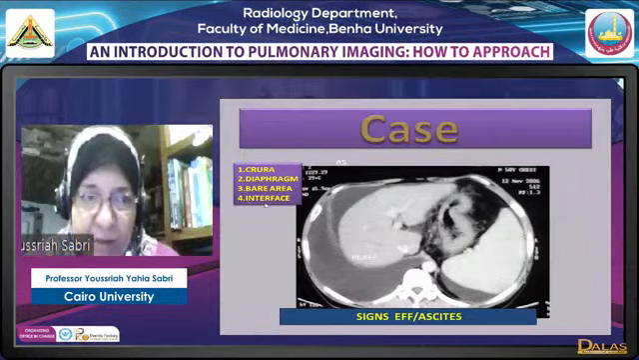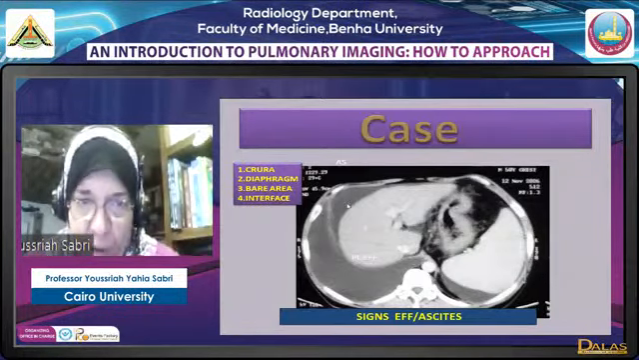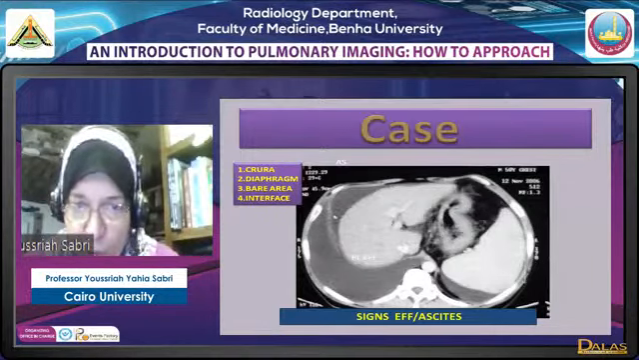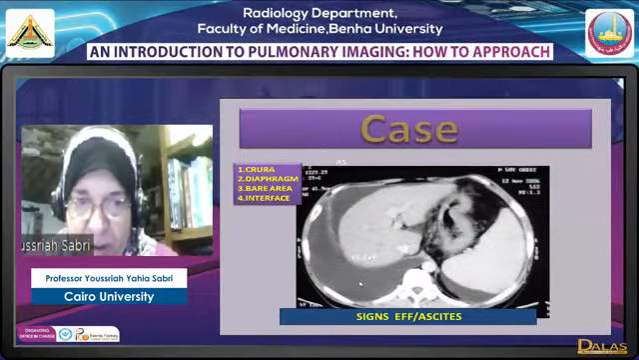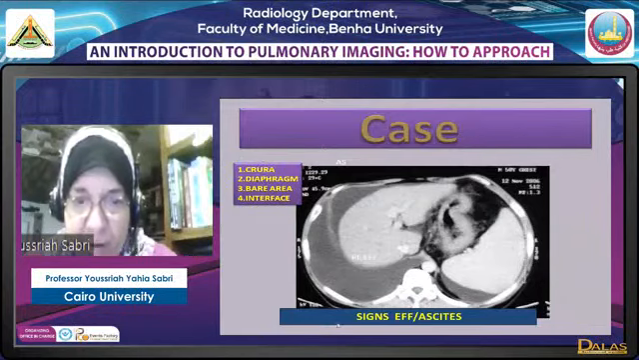And finally, the interface sign. In interface, look here, this is ascites. Look at the interface between ascites and liver. The interface is so sharp, while the interface between effusion and liver is very vague. So this water here is effusion, while this here is ascites. These are the four signs that differentiate effusion from ascites.